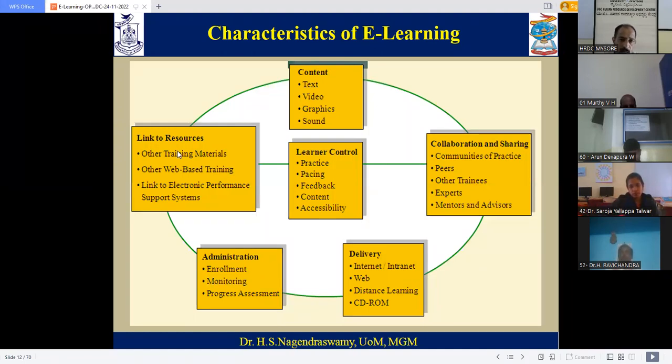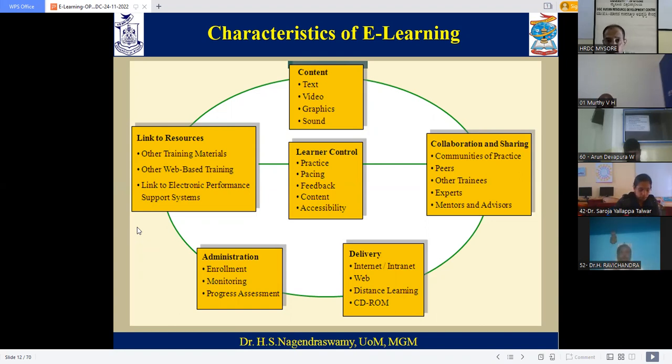And another is links to resources, other training materials, other web-based training, links to electronic performance support systems. Okay, so it is not only the content prepared by an instructor that is delivered to the learner, right? Apart from the content, the instructor can include additional reference material or links which the learner can refer to and follow to get more in-depth knowledge on the subject of interest.